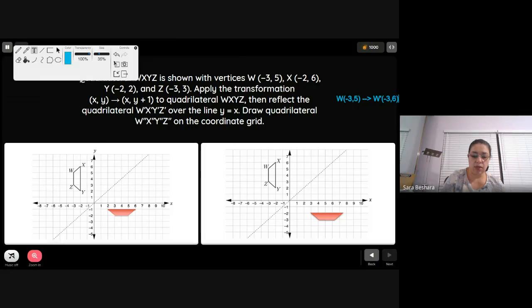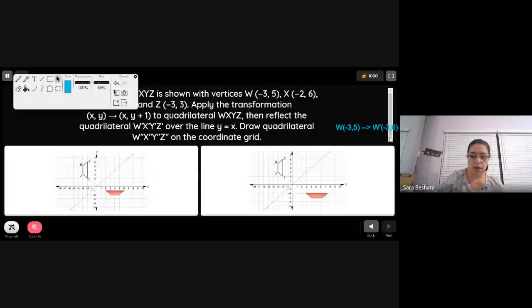Then I'm going to do the second transformation, which is the reflection. W double prime is the reflection over y equals x, which means we swap the x and y, no change in the signs. So it will be 6, -3. Which one of these gives me a W that has 6 and -3? Is it the first figure or the second figure?